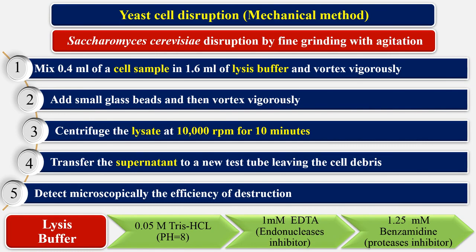Centrifuge the lysate at 10,000 rpm for 10 minutes. Transfer the supernatant to a new test tube, leaving the cell debris. Finally, detect microscopically the efficiency of destruction. Lysis buffer here is composed of 0.05 molar Tris HCl pH 8, 1 millimolar EDTA, which is a nuclease inhibitor, and 1.25 millimolar benzamidine, which is a protease inhibitor.